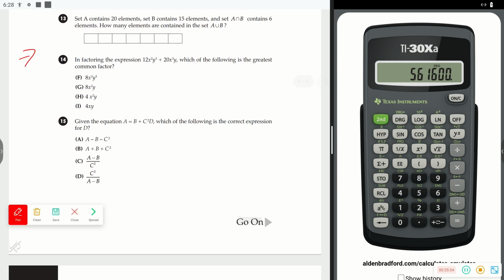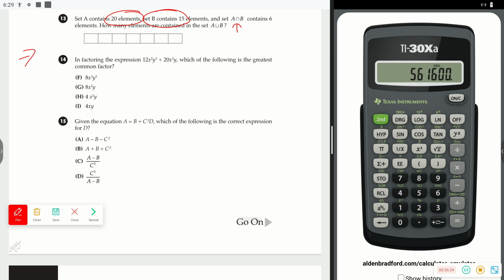All right, number 13. Number 13, we didn't talk too much about this in class. It's about containing elements, but let's read this and see if we can figure it out. So it says set A contains 20 elements, set B contains 15 elements, and set AB, this means in set A and B, contains 6 elements. So 6 elements are in A and B, so they're in both A and B. So how many elements are contained in the set AB?